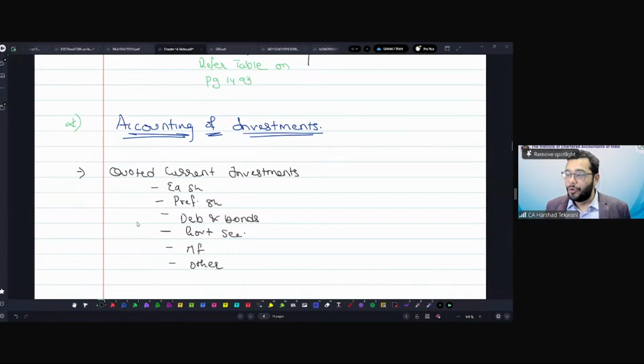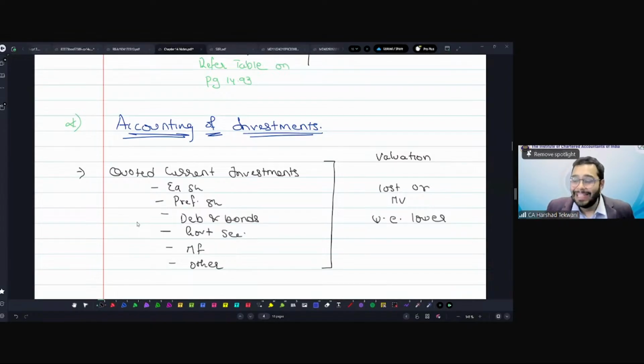Now, how are they valued? The valuation is pretty much very simple. Valuation is nothing but your cost or market value, whichever is lower. So whatever is lower, cost or market value, that will be taken as your value for the investment.